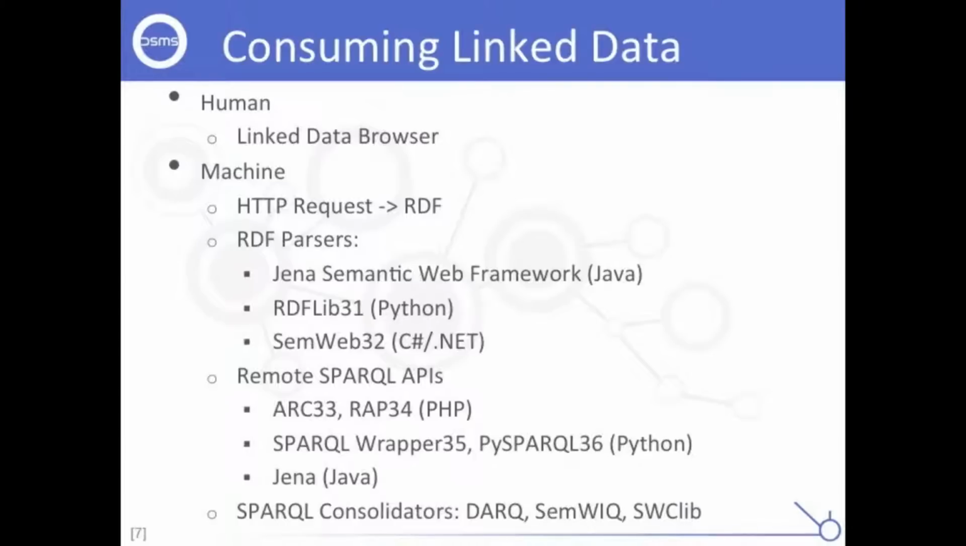Also, in order to use SPARQL, some APIs exist. For example, the ARC, the Wrap for PHP, the SPARQL Wrapper, the PySPARQL for Python, and finally Jena for Java. We also have SPARQL consolidators, which basically access many datasets, which are the ARQ, SemWQ, and SUclip.